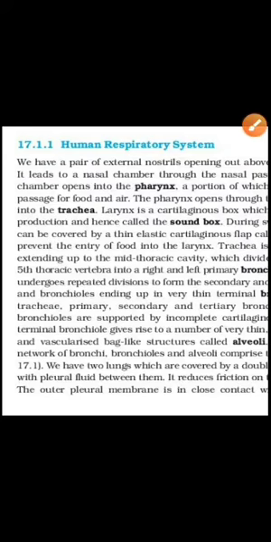The topic is human respiratory system. What is respiration? Respiration is the inhalation of oxygen and exhalation of carbon dioxide.